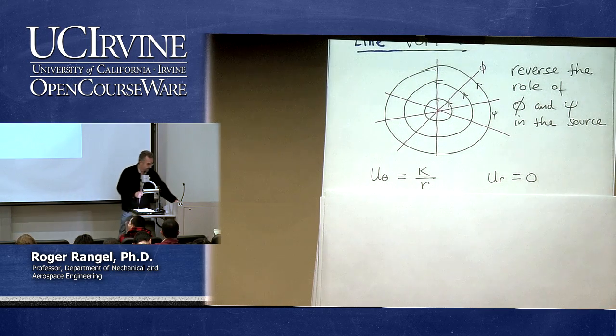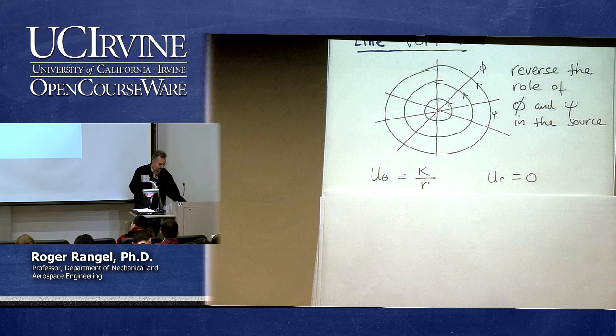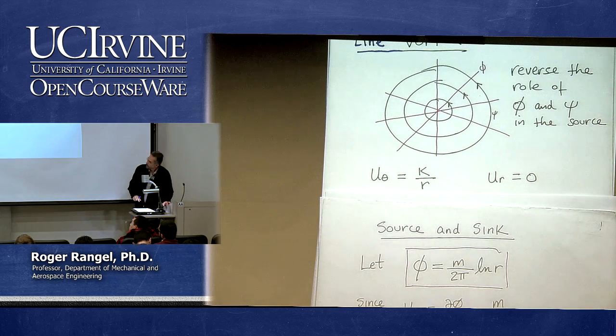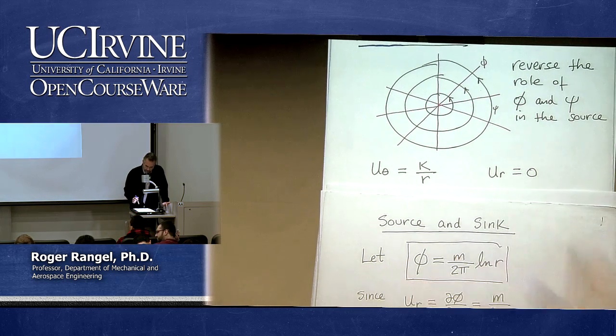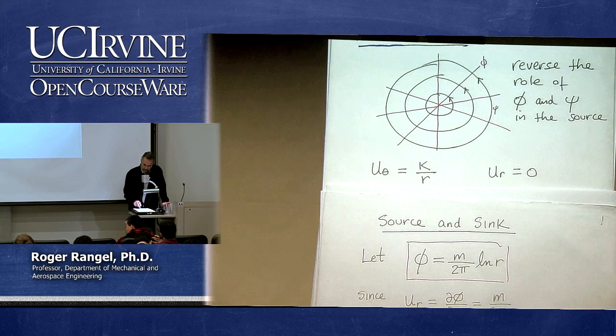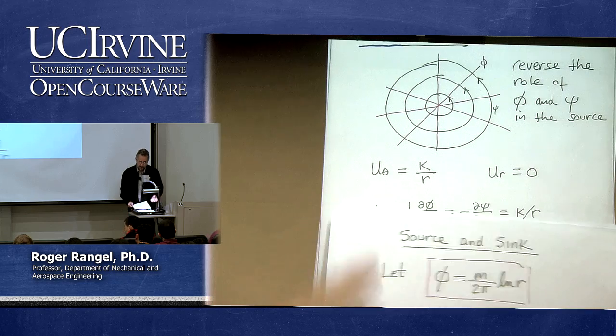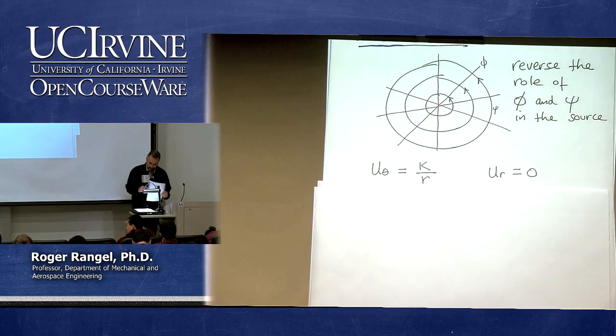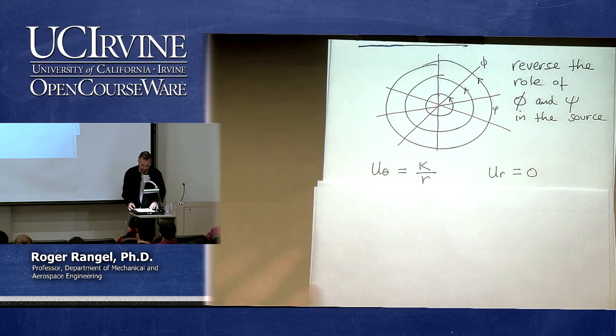Remember, for the source, it was the opposite. If we bring this here for a moment to compare, for the source, the theta velocity was 0, and the radial velocity was some constant, which happened to be m over 2 pi, divided by r. And now a constant divided by r is the theta velocity. So it's a role reversal with respect to the source.